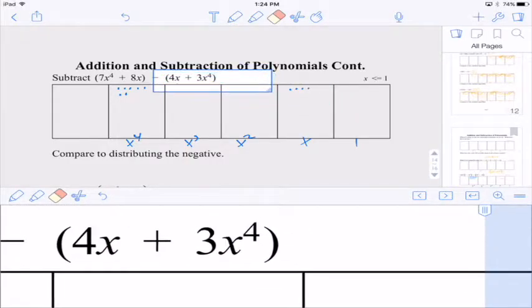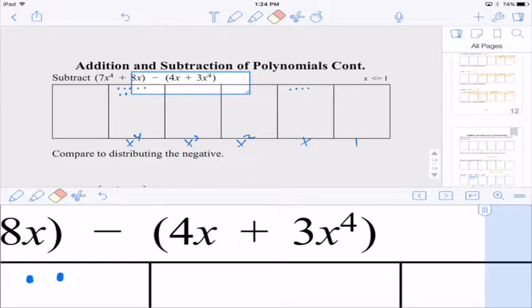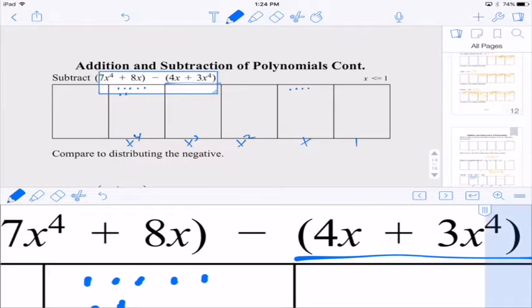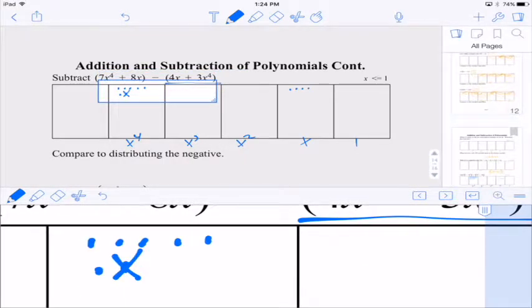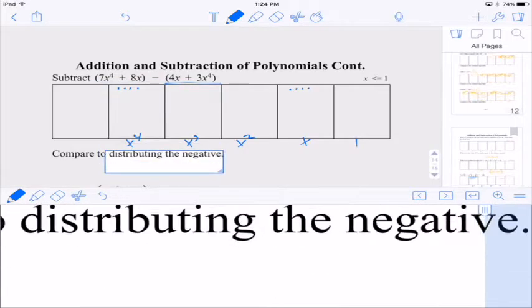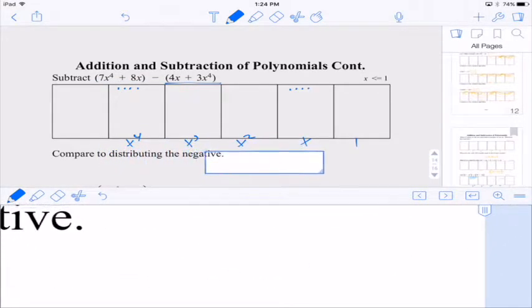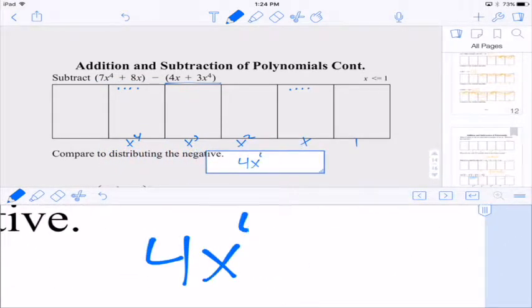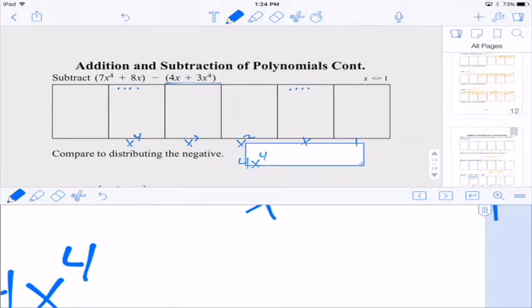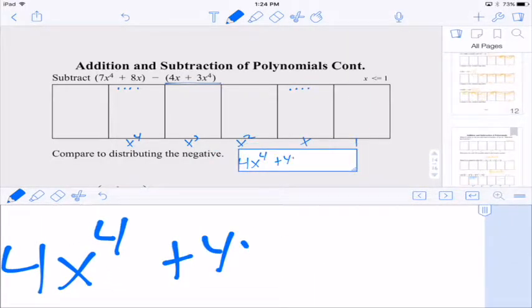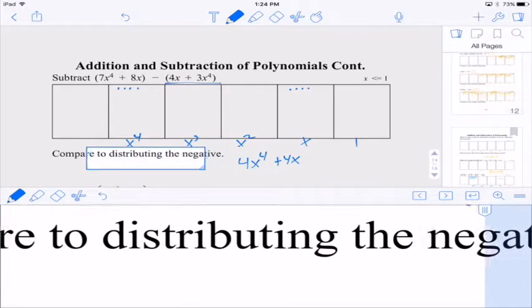And now I want to take away, remember we're taking away all of those things in the parentheses, so you're taking away all of that. So we're going to take away 3x to the fourths. So we're going to take away 1, 2, 3. So what are we left with? We are left with 4x to the fourth and 4x.